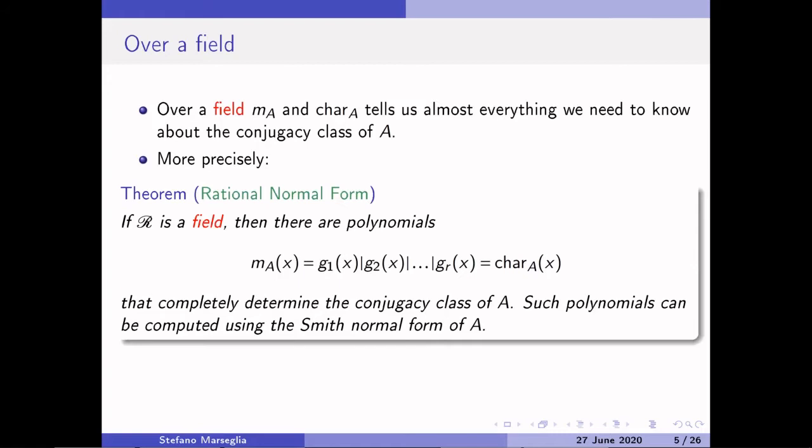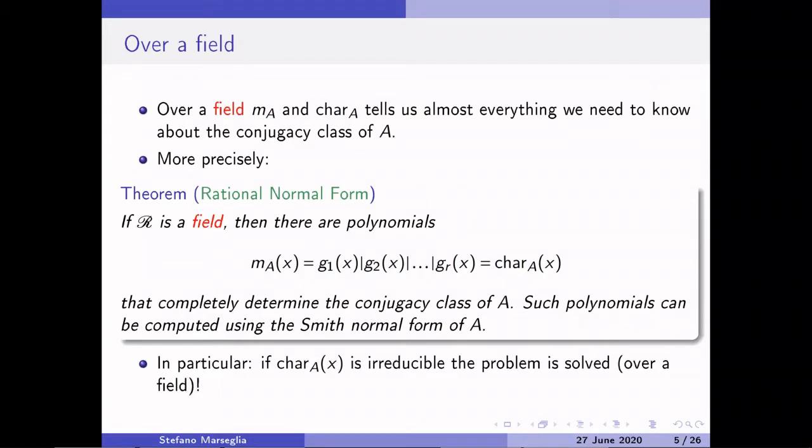In particular, one can also prove that our matrix is going to be conjugate over R to the direct sum of the companion matrices of these polynomials. I'm not going to get into detail, as there is no need for the purpose of this talk. I just want to say that this is also computationally very nice, because these polynomials can be easily computed from the Smith normal form of the matrix, and there are very good algorithms to compute the Smith normal form.